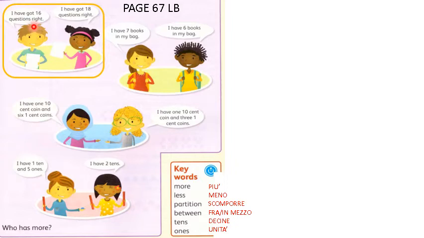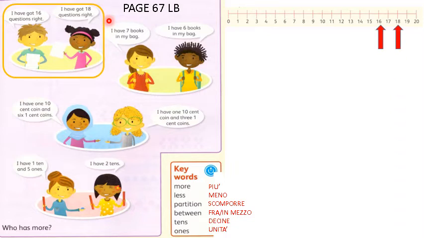I have got 16 questions right. I have got 18 questions right. Let's take a look at the number line. 16 is here, and 18 is here. Which is more? That's right, 18 is more.